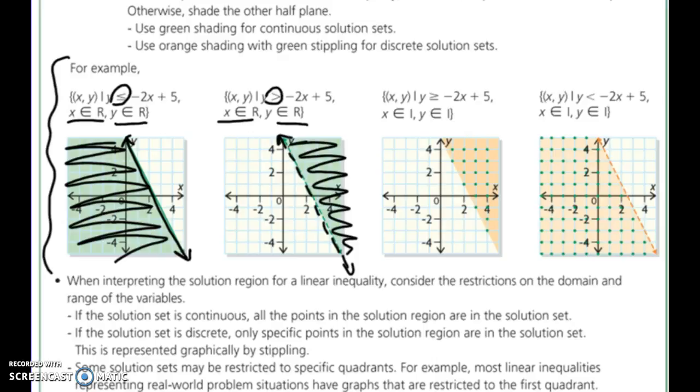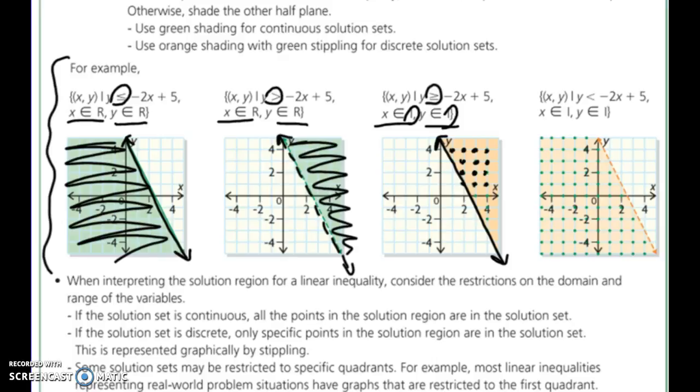The difference comes when we start talking about just integers. That means we're not choosing the values in between, we're choosing exact points. So in this case, we have a greater than or equal to sign. So it is a solid line. But since we're talking integers, then we shade using dots.